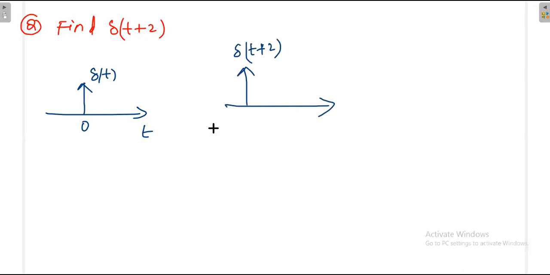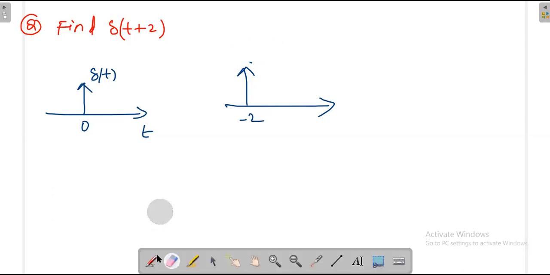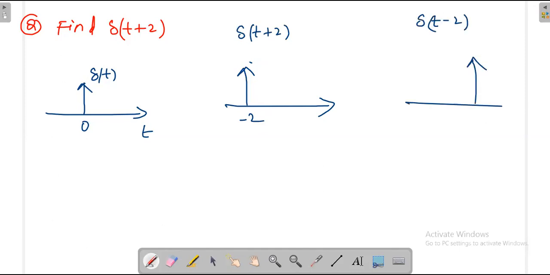This is del of t plus 2 because again this will start at minus 2. To avoid confusion, I will write this here just upward, because this is del of t plus 2. That means instead of an impulse at 0, you will have the impulse at t equal to minus 2. Then again you can also find del of t minus 2. Your impulse will be exactly at t equal to 2, and that will be the reference axis, 0.